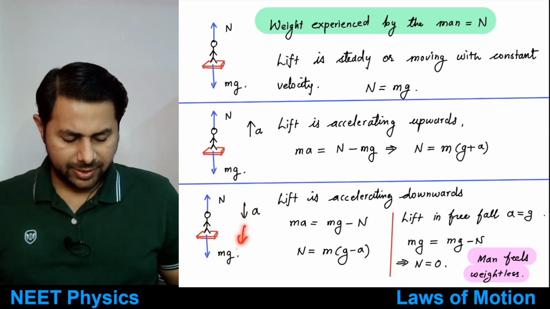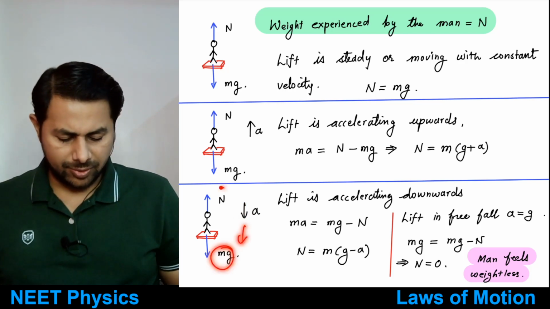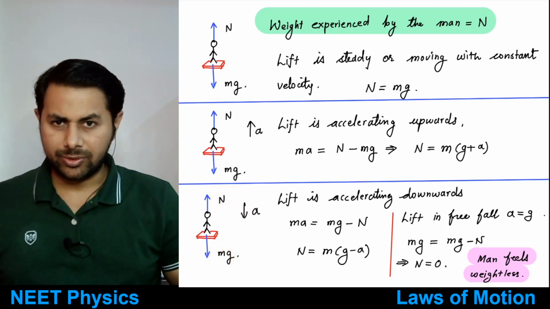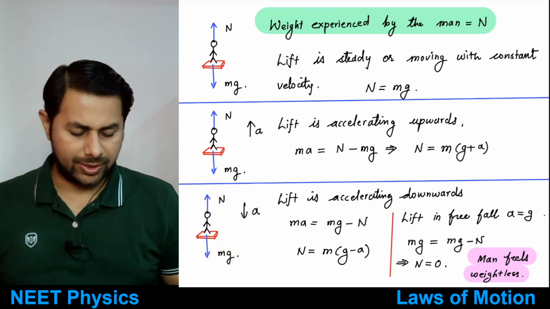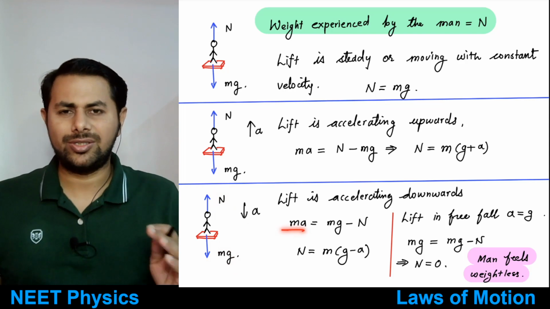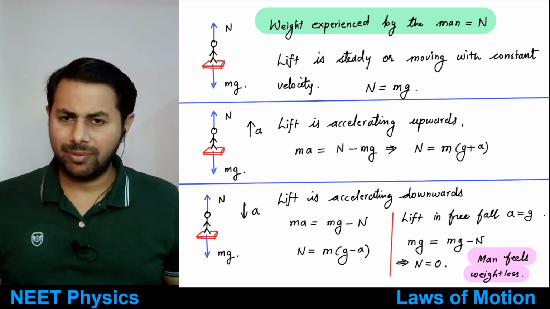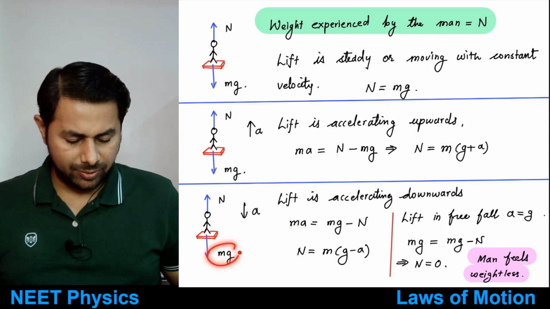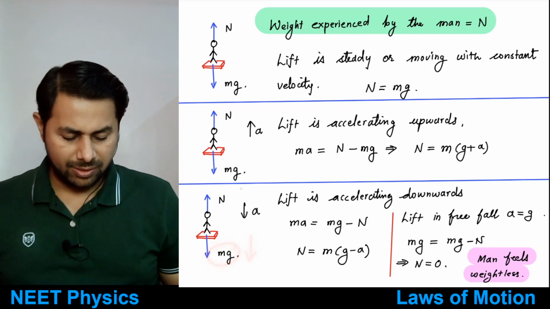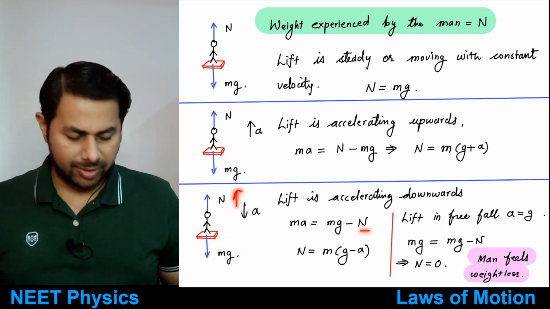So in this case, mg is greater than the normal reaction because the acceleration is downwards and the net force is downwards. The net force ma, mass into acceleration, is equal to the downward force mg minus the upward force N, the normal reaction.